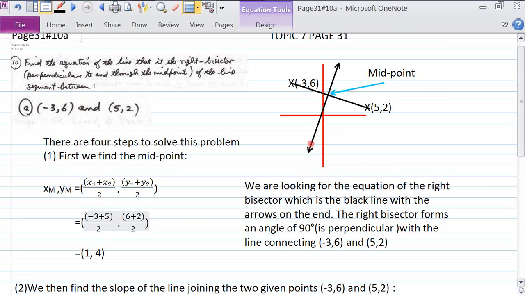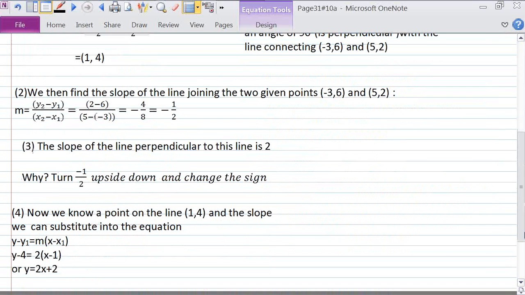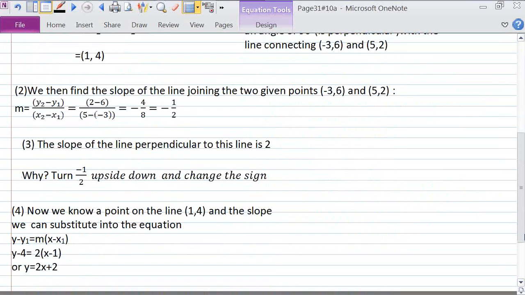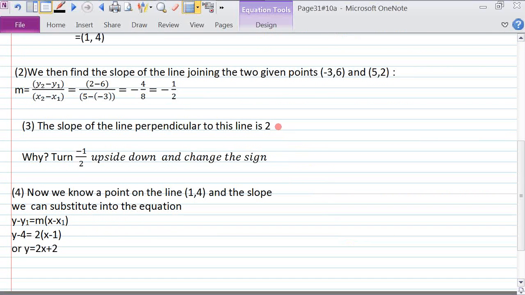So the slope of the new line we are looking for is 2. The slope of this line is -1/2. This is perpendicular to it, so we just take the negative reciprocal. You could use M1 times M2 if you wanted to get that. So now we know that the line we're looking for has a slope of 2, and we know it goes through the midpoint, 1,4.